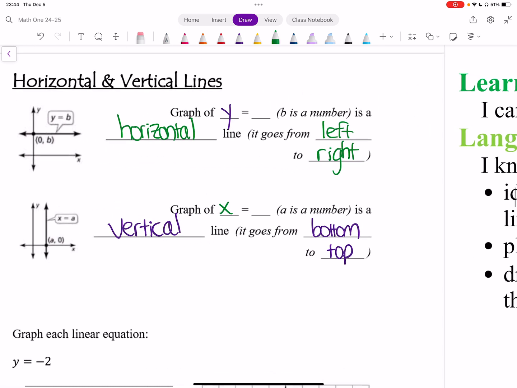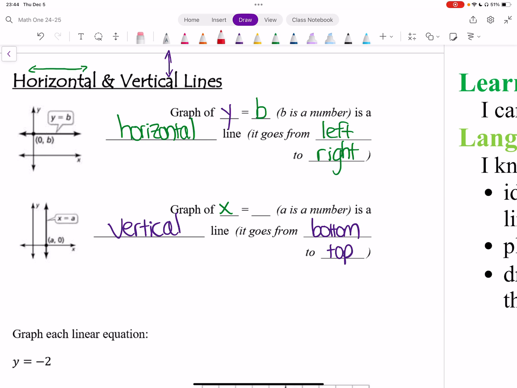Let's talk a little bit about what horizontal and vertical lines might look like. Looking at the figure on the left, you'll notice a horizontal line. It's horizontal because it goes from left to right. But what's interesting is that the equation for a flat, or left to right, or horizontal line is actually y equals a number. We usually think of x as our left to right or horizontal axis, but with vertical and horizontal lines, the equations may be opposite of what you would think.